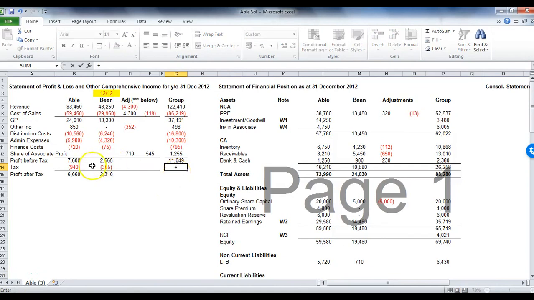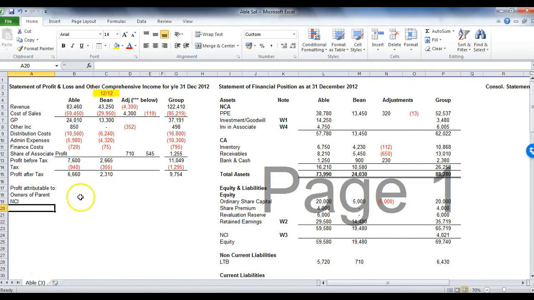So we just finish off adding the tax across, and that gets us to the group profit for the year of 9754. But remember, a lot of students stop there. You have to split that by profit attributable to either the owners of the parent or the NCI. And there will be a good few marks going for that to see do you understand, well, of the subsidiary profits for the year, the NCI will be entitled to 20%.